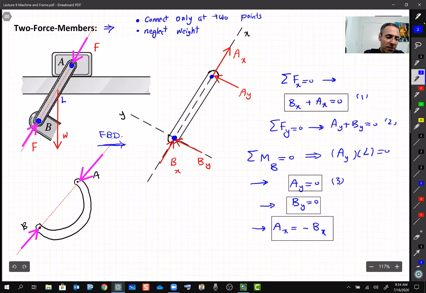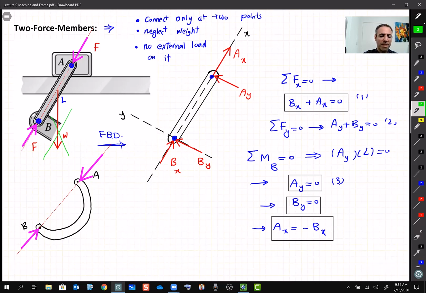And then the third condition, no external load on it, right? If it has a weight, it means we are not satisfying the third condition, which is not good. It's not a two-force member. So we should be allowed to say that the weight is so small compared with other forces that we can neglect it. So it's negligible, all right? So that's a two-force member.